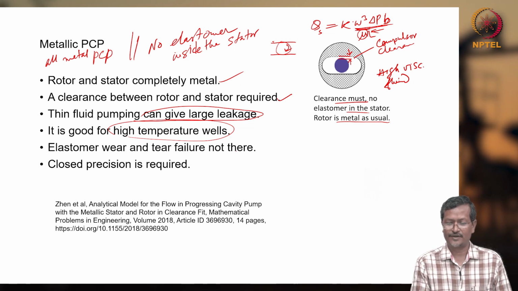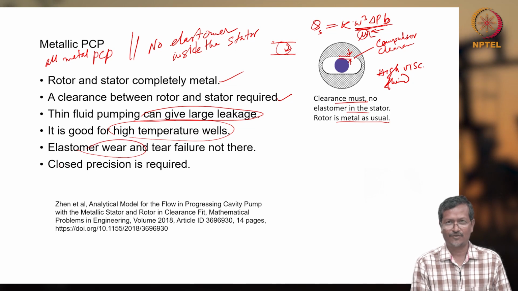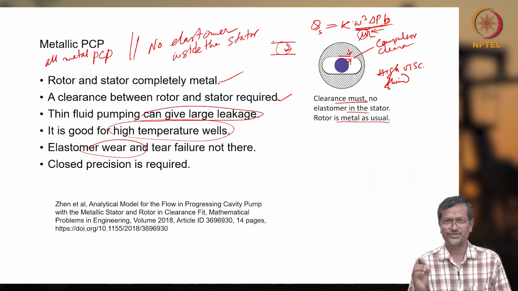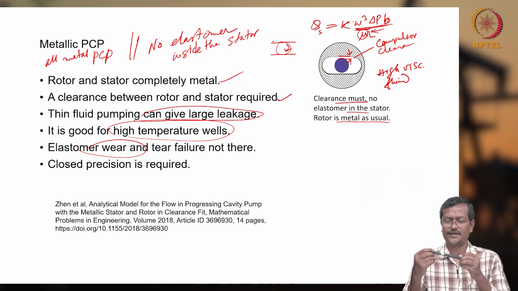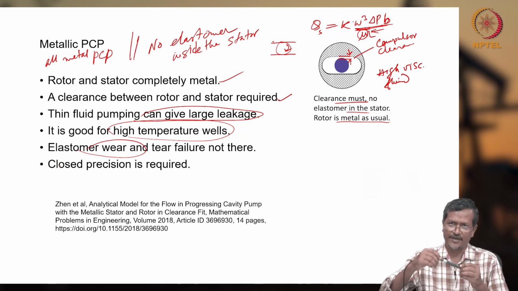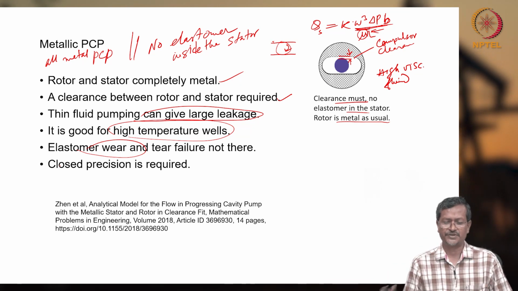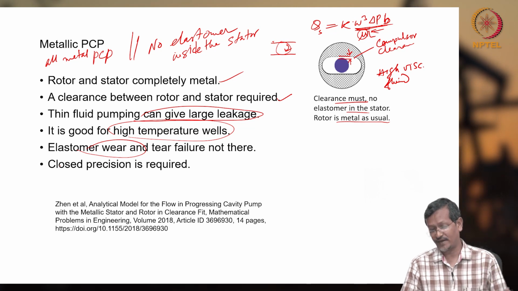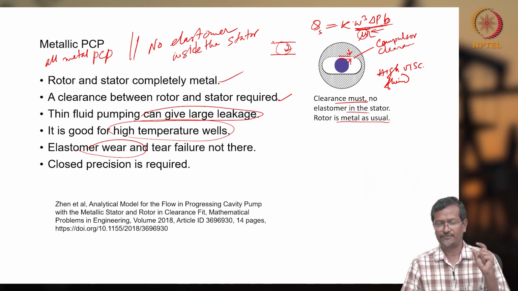Elastomer wear and tear failure is not there, because there is no elastomer, it is completely metal. But in this case, high precision is required. Let us say the rotor has a small bend. If it is touching the stator, then it will be rubbing at a very high rate. So high pressure and high force will be required, and that can give a failure. To avoid that, you need very high precision.